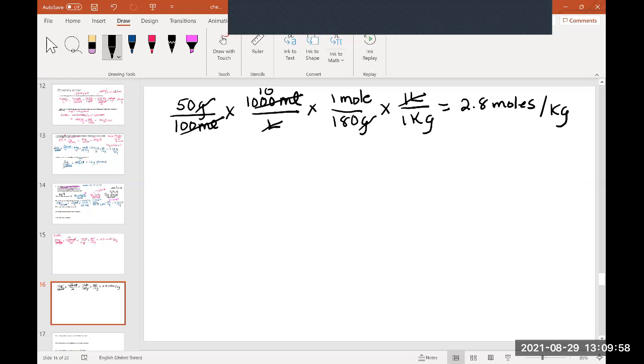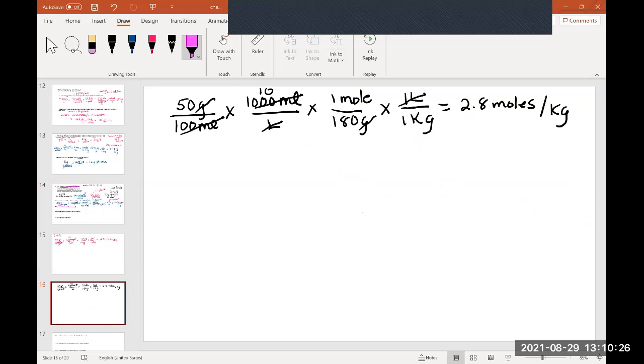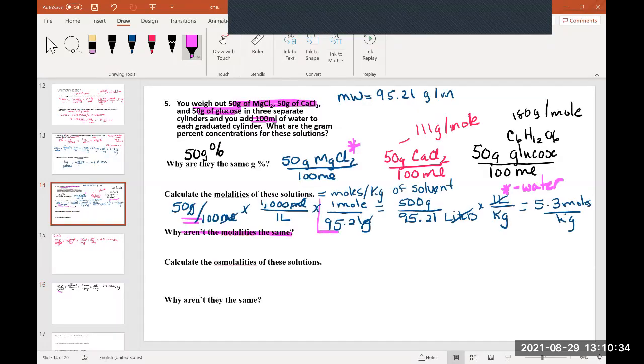All right, so we have solved the molalities. And the next question says, why aren't the molalities the same? Well, what was different for all of them? We started out with 50 grams for every 100 milliliters. We did that for all of them. If you look at this, started out the same, started out with the same grams percent. What was different in all of these equations was the molecular weight. Of course, that was different.